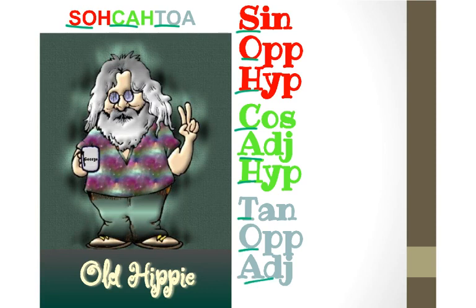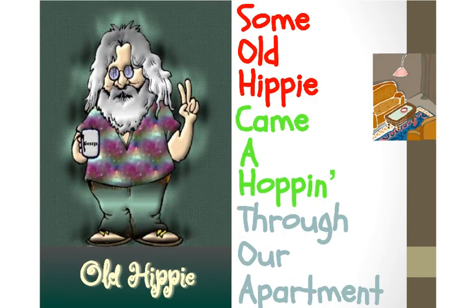And I know some of you are asking, why do you have an old hippie dude on your screen? Well, let me tell you. Another silly way to remember SOHCAHTOA is the phrase: some old hippie came hopping through our apartment. And you can make your own mnemonic device if you need. Sine, cosine, and tangent.